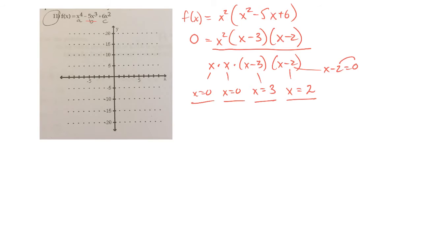So for x-intercepts, this one has a multiplicity of 2, so there's going to be a bump at that point. Let me just label the points here, though. So this would be 0. Something is happening there. I typically put a circle around it just to remind me that something happens there. Something happens at 3, and something happens at 2.